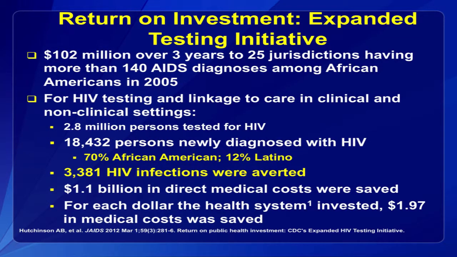The expanded testing initiative, $102 million over 3 years, 25 jurisdictions. There were 2.8 million people tested. About 18,400 persons were newly diagnosed with HIV. 70% were African American, 12% Latino. 3,381 HIV infections were averted.